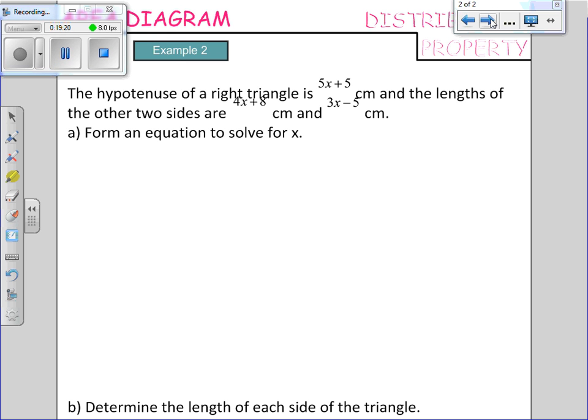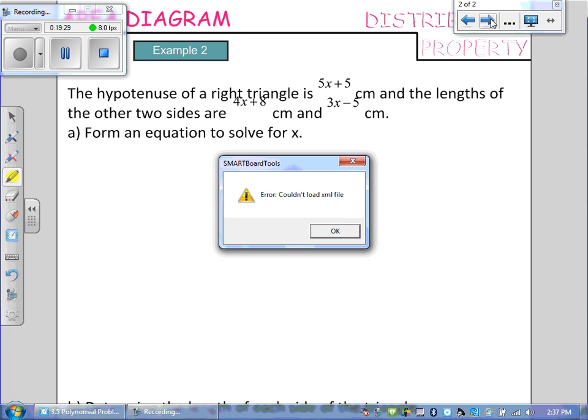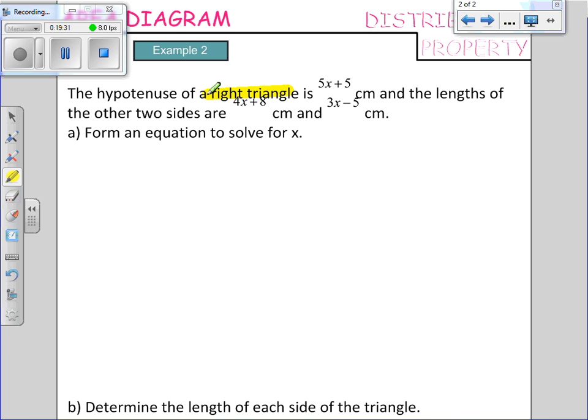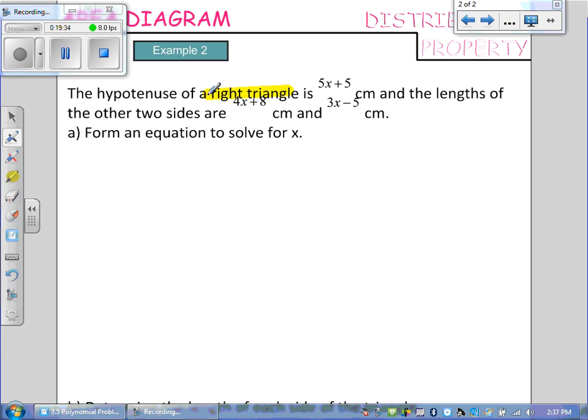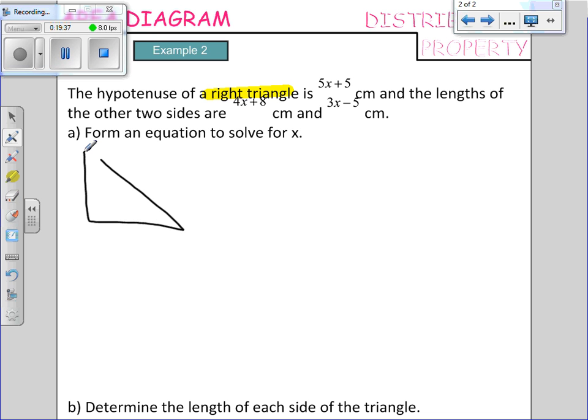The hypotenuse of a right triangle. Key information: right triangle. So, a right triangle has what? 90 degrees. Where's the hypotenuse? Dawson. The hypotenuse is, if you look at the right angle, the side opposite from it. It's the longest side. It's the side that's across from the 90 degree. And ours is 5x plus 5.